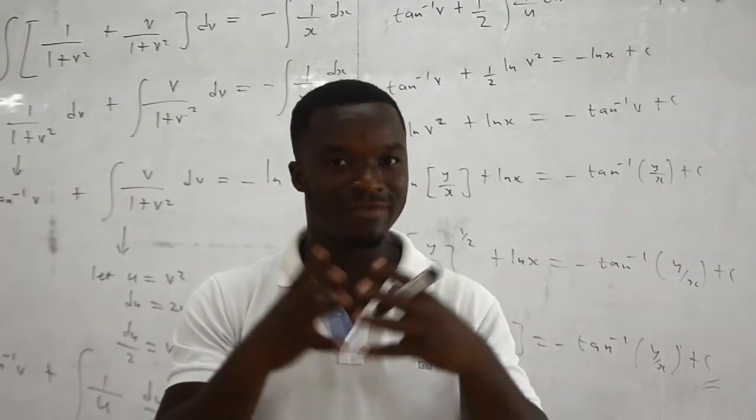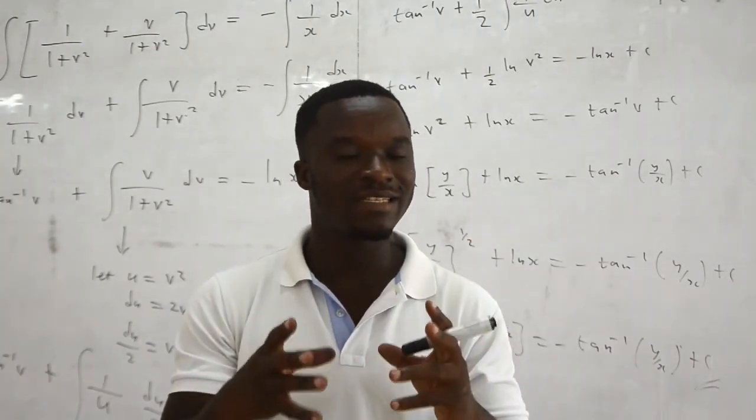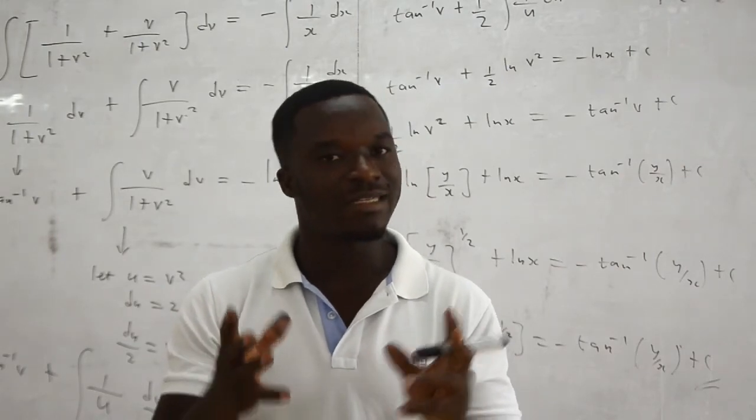So after getting your final answer, check if there's a v there. Convert the whole v to what? x and what? y.